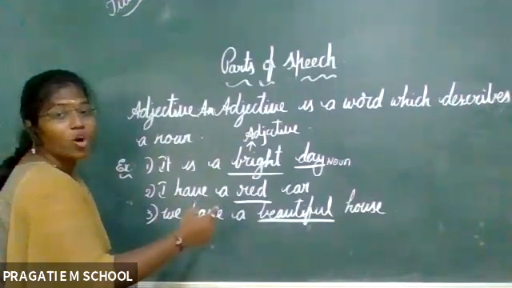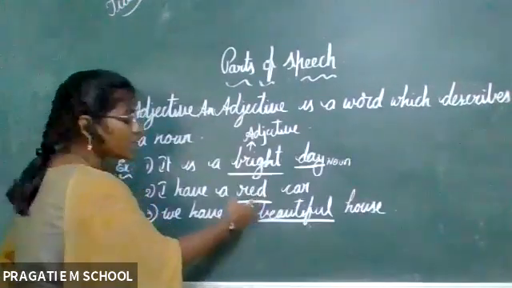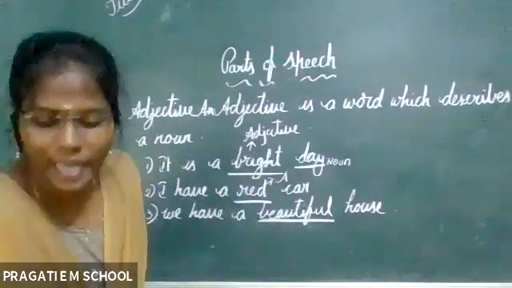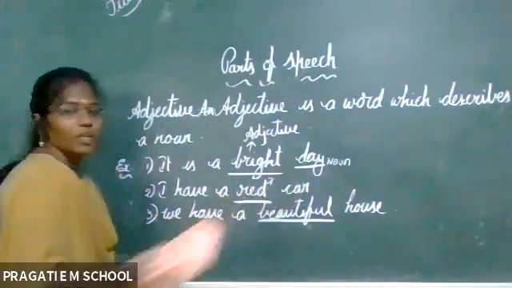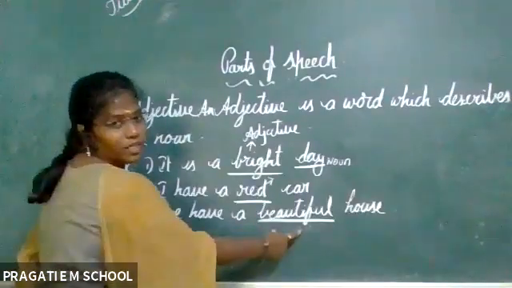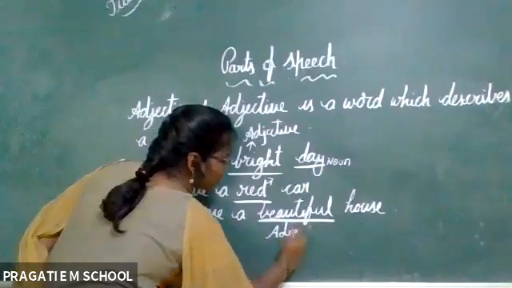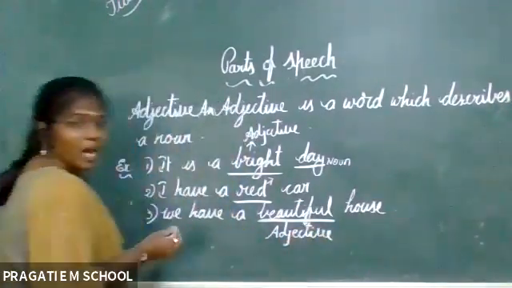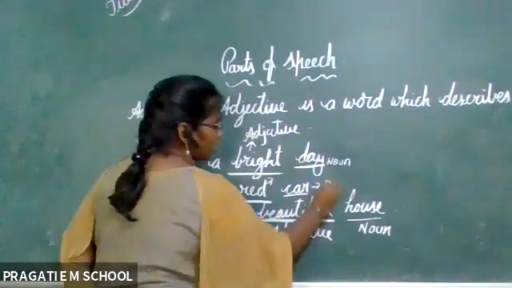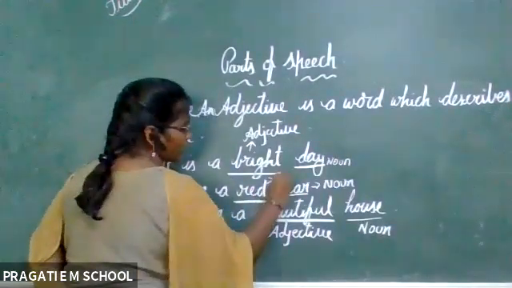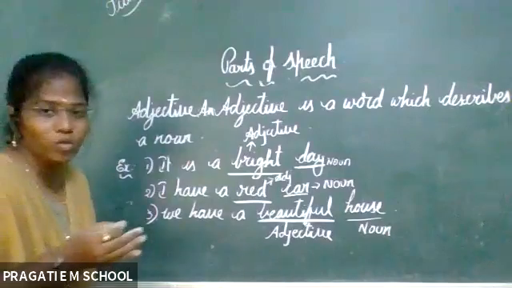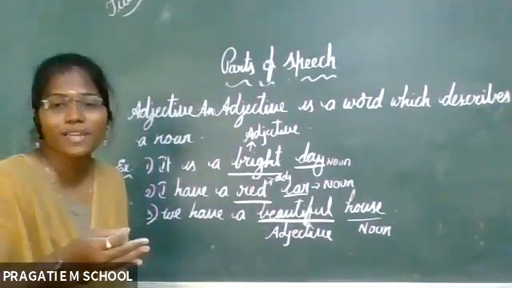What is the color of the car you have? Red. So red comes under adjective. Red comes under what? Adjective. Write it down. Next, we have a beautiful house. What type of house you have? Beautiful. So this beautiful comes under adjective. What is the noun here? House. In the previous one, car is the noun and red is the adjective. The words which describe or tell something about the noun are called adjectives.